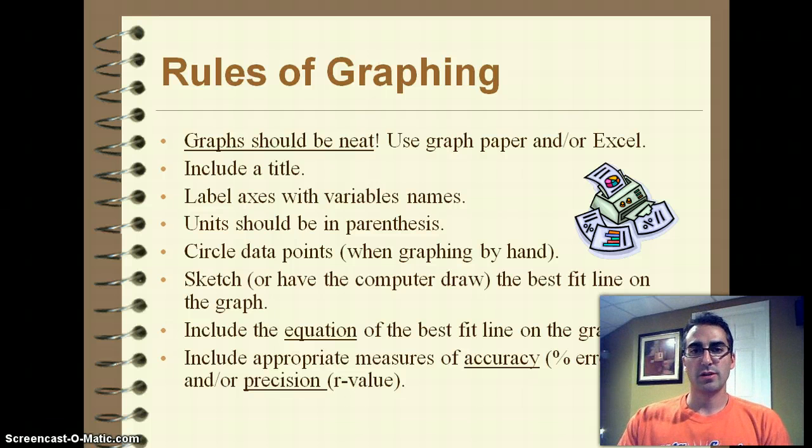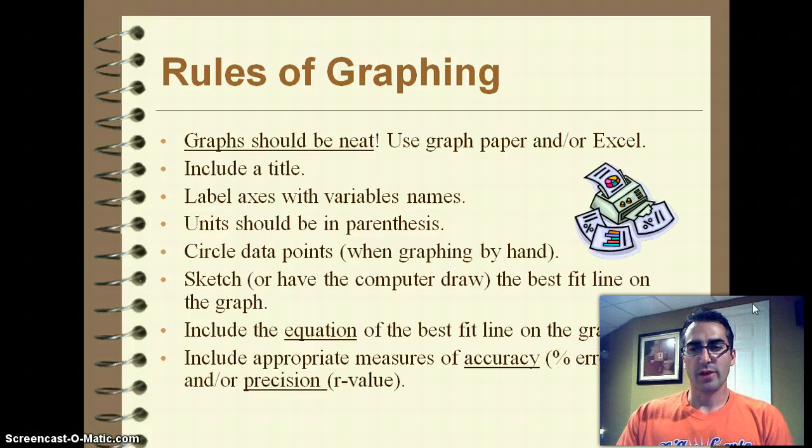And we always measure our quantities in SI quantities. So distance would be measured in meters, and time would be measured in seconds. So we shouldn't have measurements of miles or anything in there. And those should be in parentheses.